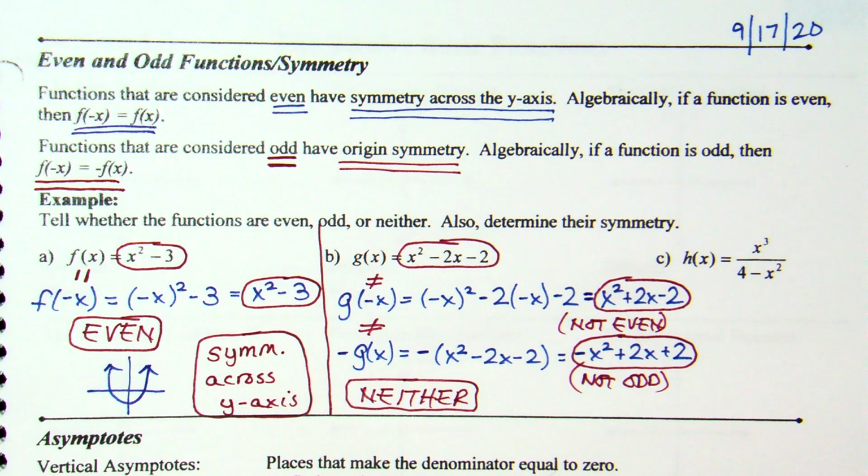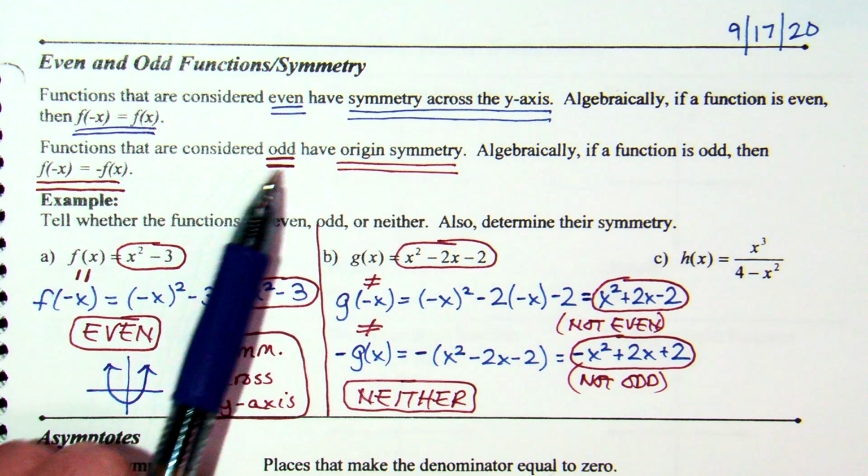I don't know what you guys remember from Thursday, because it's been a few days since then. But remember, if a function is considered even, it has symmetry across the y-axis, so it has that vertical symmetry. And then algebraically, f of x would equal f of negative x. If a function is considered odd, it has what is called origin symmetry.